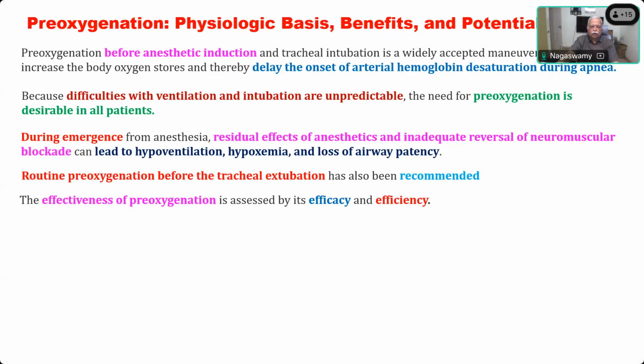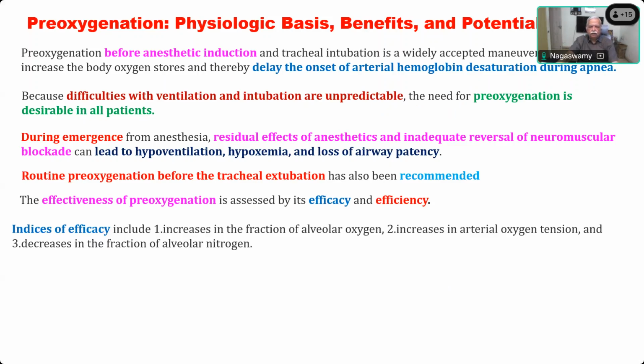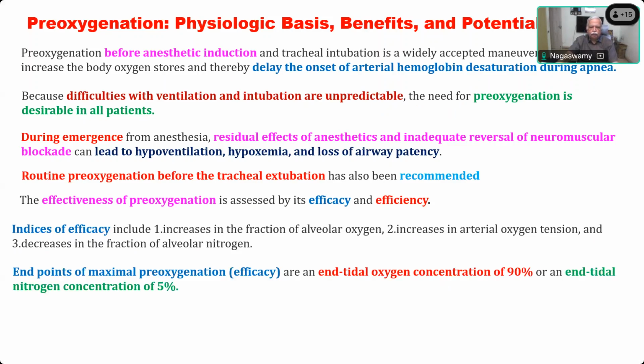You must know how effective your preoxygenation is, which is assessed by what is called efficacy and efficiency. Now, what are the indices of efficacy of your preoxygenation? It increases the fraction of alveolar oxygen, it increases the arterial oxygen tension, and decreases the fraction of alveolar nitrogen. So these are the things that we achieve by preoxygenation. The endpoints of maximal preoxygenation, which is an indicator of efficacy, are objective evidence: end-tidal oxygen concentration of 90% and end-tidal nitrogen concentration of 5%.